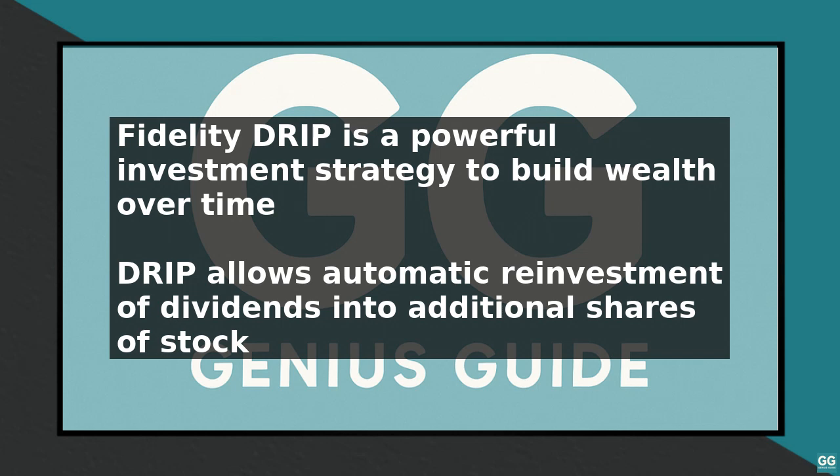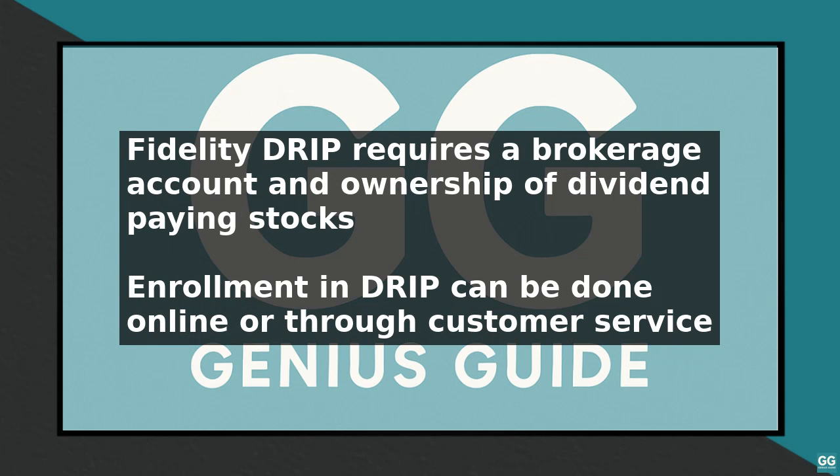Once you are enrolled, Fidelity will automatically reinvest dividends from your eligible stocks into additional shares of the same stock. One of the key benefits of Fidelity DRIP is that it allows you to take advantage of dollar cost averaging, which can help reduce the impact of market volatility on your investments. By reinvesting dividends at regular intervals, you can accumulate more shares over time, regardless of the market's performance.